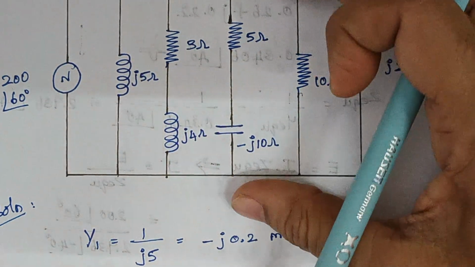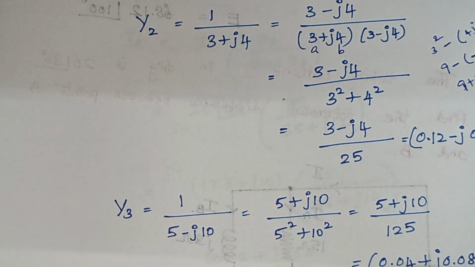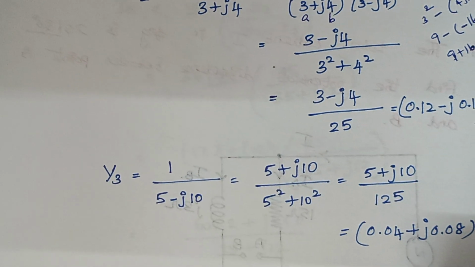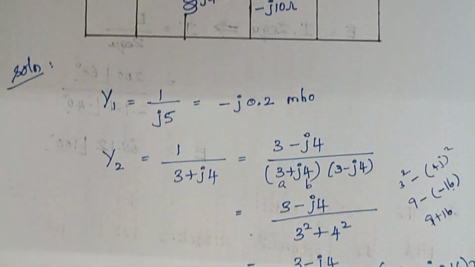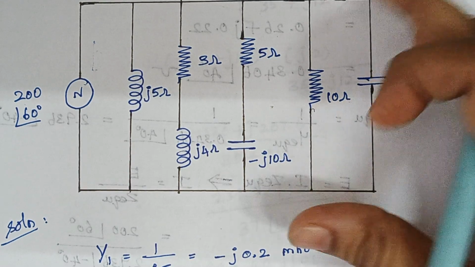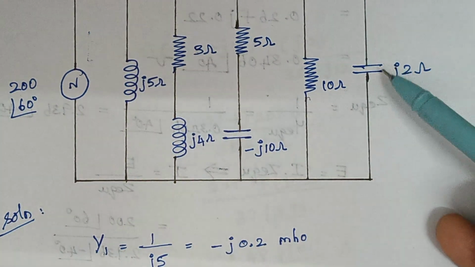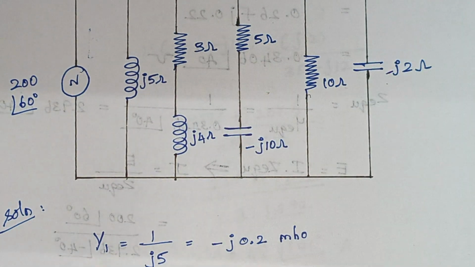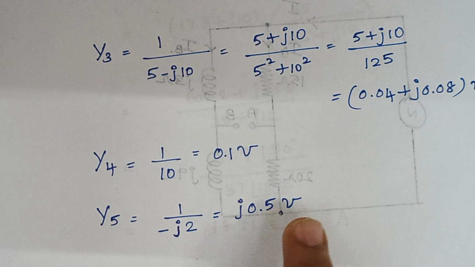Similarly for y3, we have 5 minus j10. So y3 is equal to 1 divided by 5 minus j10. Again you have to take the complex conjugate. Once you take the complex conjugate and solve, finally we get 0.04 plus j0.08 mho. The next thing is to consider this branch, 1 divided by 10, which gives 0.1. And here 1 divided by 2j, and we have a capacitor, so there is a minus. So 1 divided by minus j2 gives j0.5 mho.